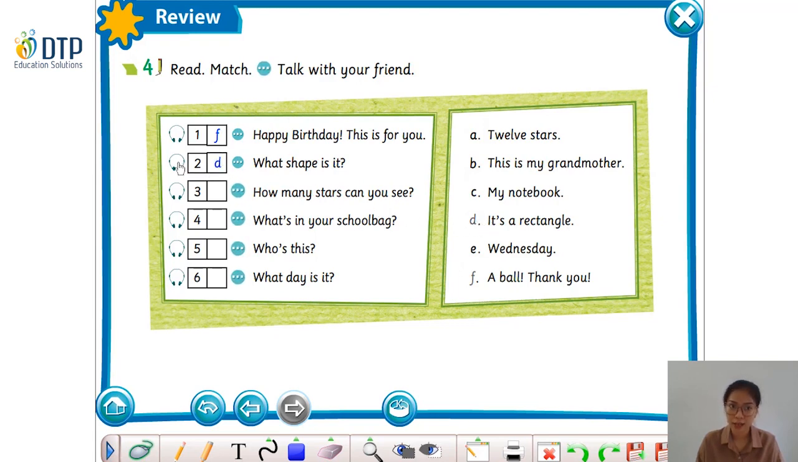Let's listen to check. What shape is it? It's a rectangle. Good job. Now, 3. How many stars can you see?